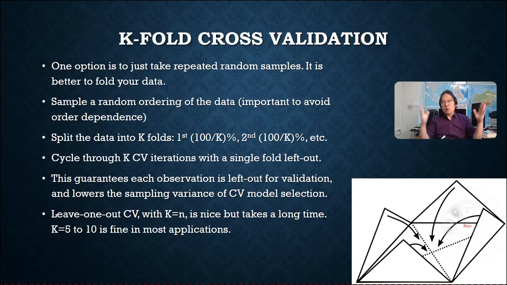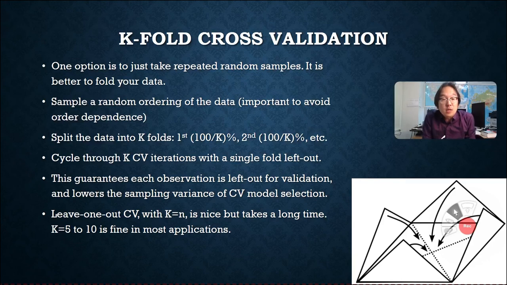K-fold cross-validation looks like this. The picture over there: fold the paper, or the sample, like that. One option is to just take repeated random samples. It's better to fold your data and sample a random ordering of the data. It is important to avoid order dependence. Split the data into K folds: first, second, and so on. K folds, so 100 divided by K. If K is 10, then 10% will be chosen. If K is 20, then 5% will be chosen: first 5%, second 5%, etc. You fold the data and cycle through K cross-validation iterations with a single fold left out. Single fold left out.